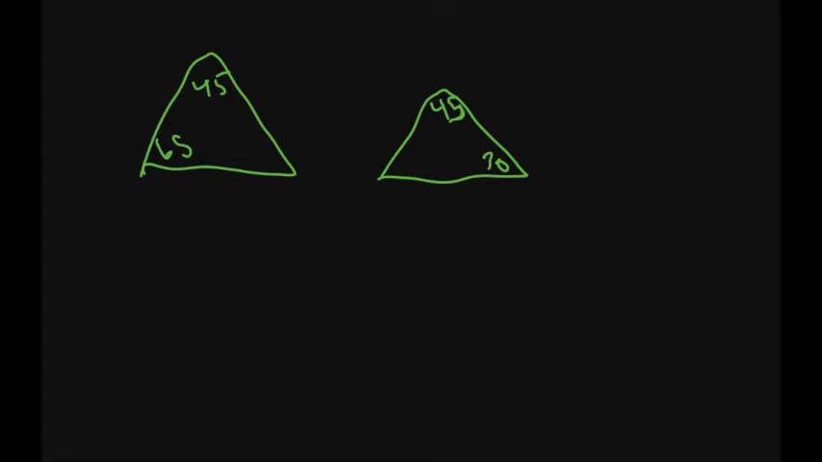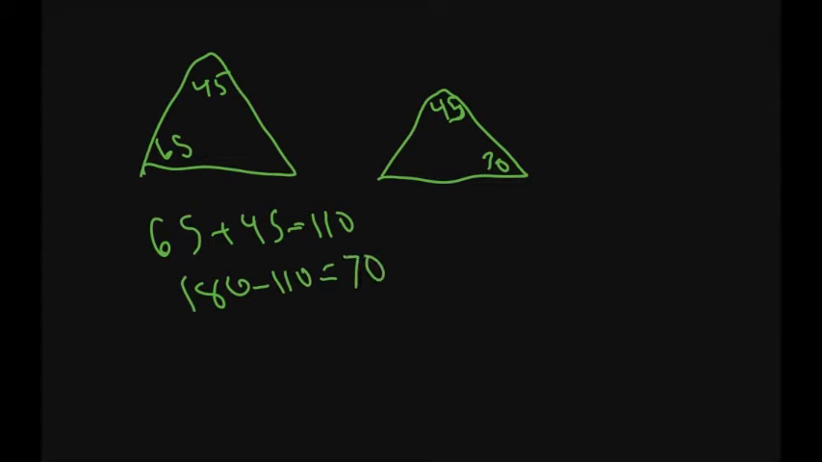Alright, so let's talk about similar triangles here. I've got 65 and 45 angle measures for the first one and 45 and 70 for the second one. So we need to find one of those missing angles. You don't have to find both of them in this case because we're just trying to prove that they're similar or not. So let's do the 65 and 45. 65 plus 45 is going to give me 110. And then 180 minus 110 is going to give me 70.